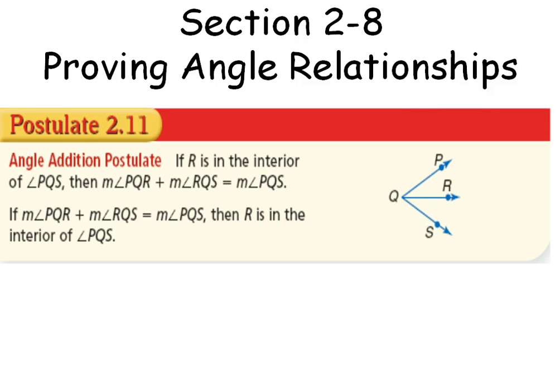The angle addition postulate. As you can see from this picture, R is in the interior of angle PQS, the big angle. The measure of angle PQR plus the measure of angle RQS is equal to the measure of PQS. If the measure of PQR plus the measure of RQS equals the measure of PQS, then R is in the interior of angle PQS. So these two statements are saying the same thing in reverse order. Basically, the angle addition postulate is if you have two adjacent angles, add them together, they equal the measure of the entire angle, the larger angle, which is formed from the two adjacent angles with interior point R.